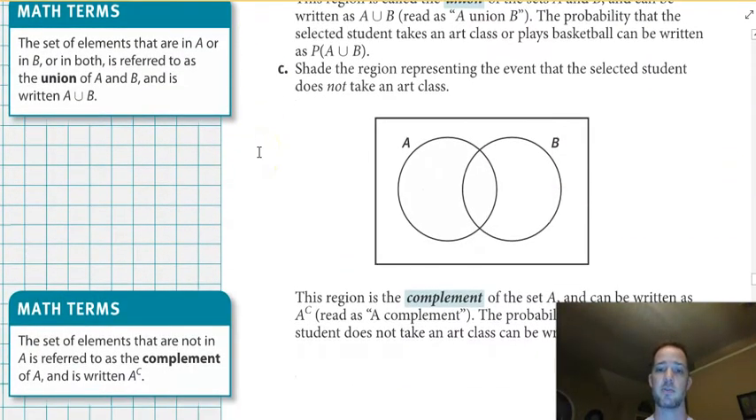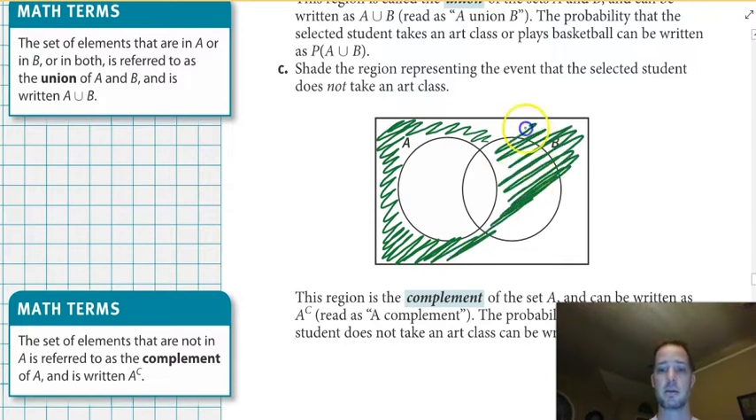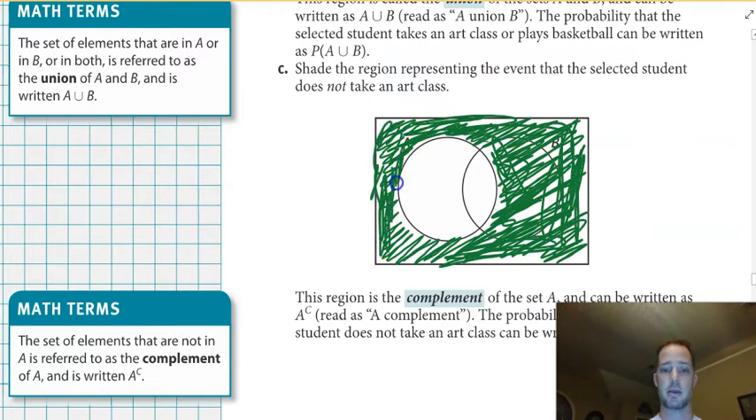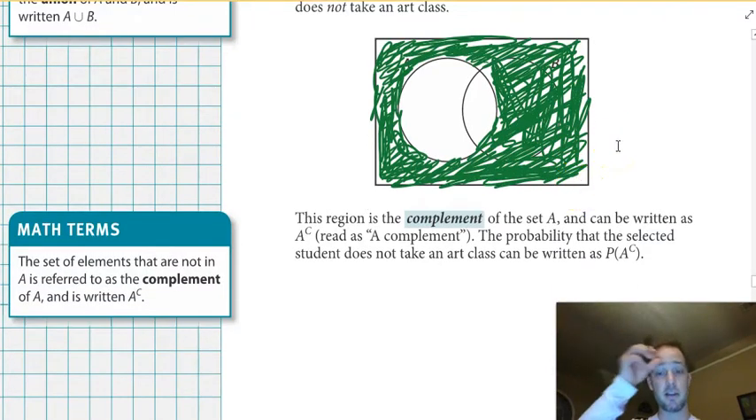For the next one, it says shade the region representing the event that the selected student does not take an art class. So A is the art class. So I want any student outside of the art class. So all of this area here. All right, so here we have all of the regions outside of A. And all you should be left with that's not shaded is that circle for A. And this is called the complement. And we can think of this whenever we see the word not.